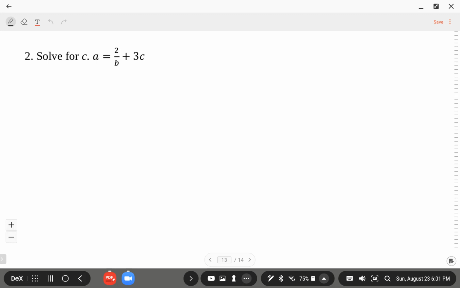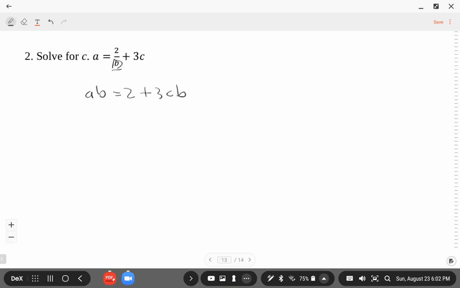But we can simplify it even further. So let me solve this. We have a fraction, right? So it's always important to get rid of the fraction. We have to cancel it out. We have divide by b, right? Let's just multiply every term by b. Multiply everything by b. So we get ab equals 2 plus 3cb.